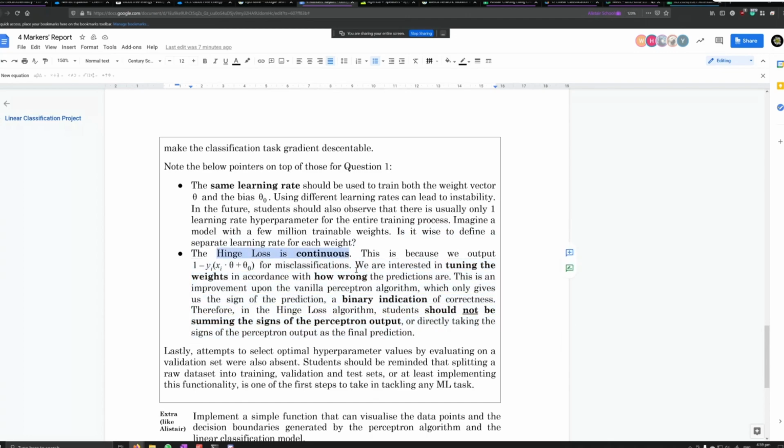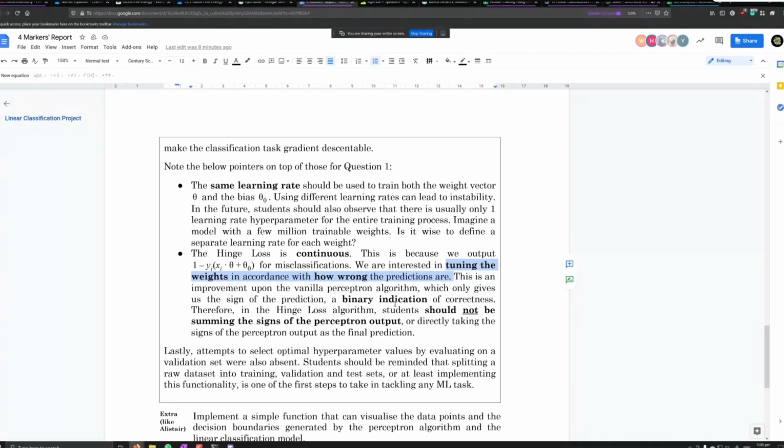The second point is that the hinge loss is continuous. The values that it outputs are floating point; they're not discrete. This is because in the formula, if the point is misclassified, we output 1 minus the prediction, so that the closer the point is to the margin, we get a 0 contribution to loss, and the closer the point is to the decision boundary and is wrong, then we get increased contribution to the loss. This means that we are tuning the weights, the boundary, in accordance with how close the points are to the boundary as well as how wrong they are, so that we can get those nice margins.